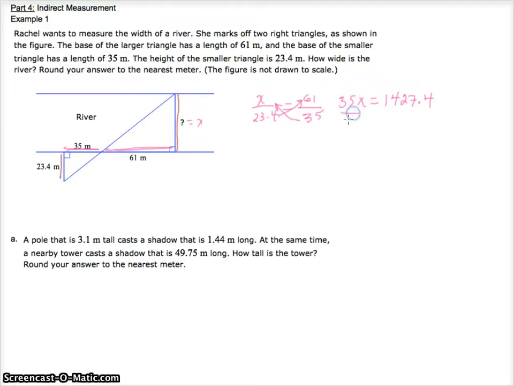I'm going to divide by 35 on both sides. And x is going to give me 40, excuse me, 40.782, and a bunch of other stuff. It says round to the nearest meter. Well, the nearest meter is going to be the nearest whole number, so I'm going to round. The 7 is going to round that up to 41, so x equals 41 meters.